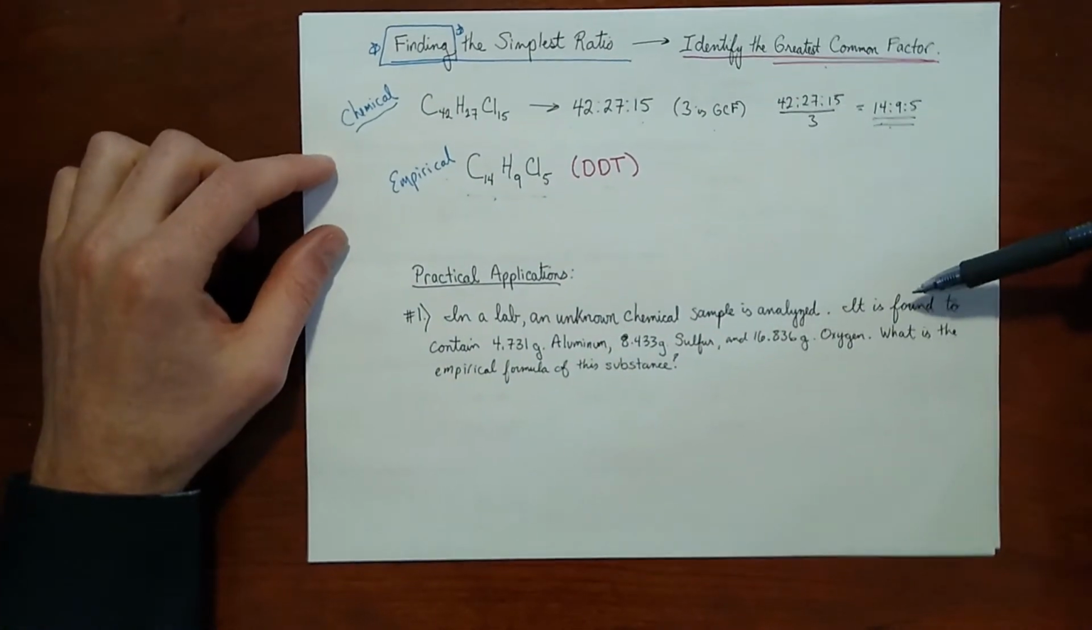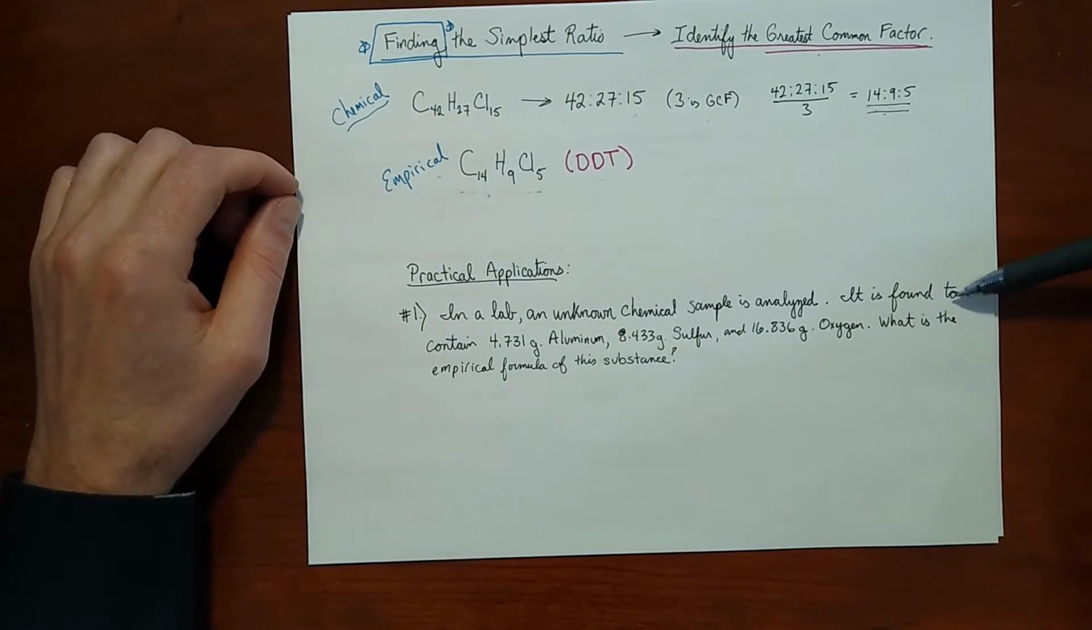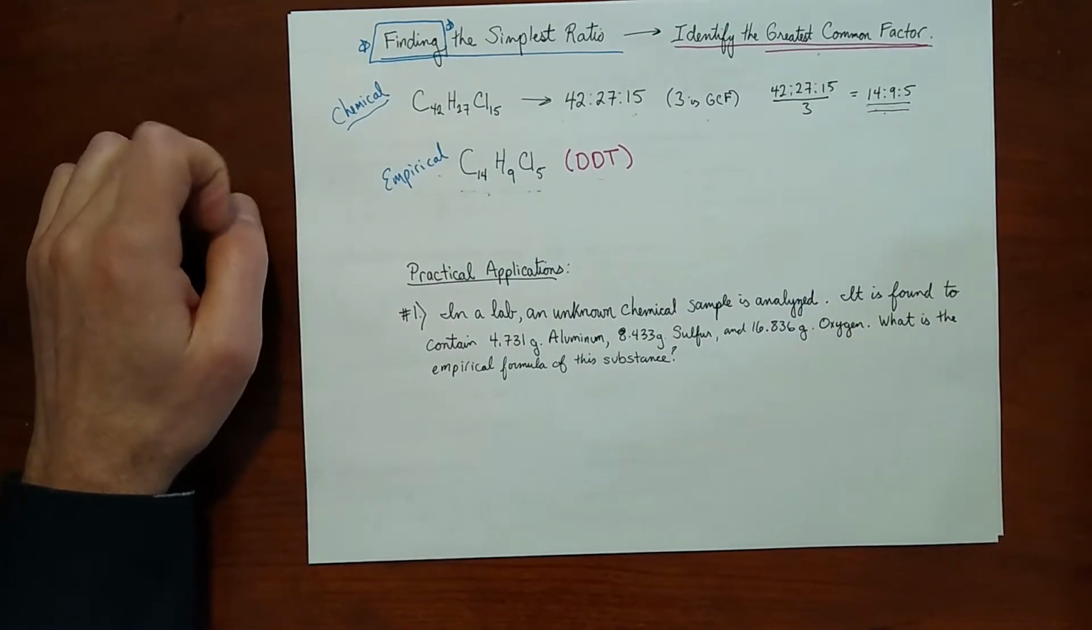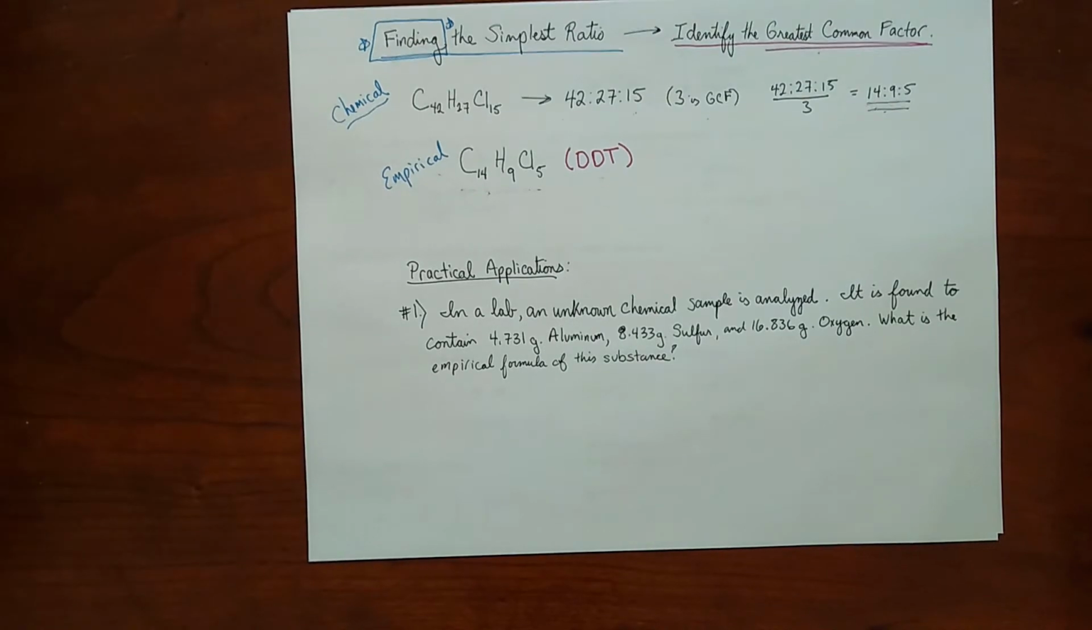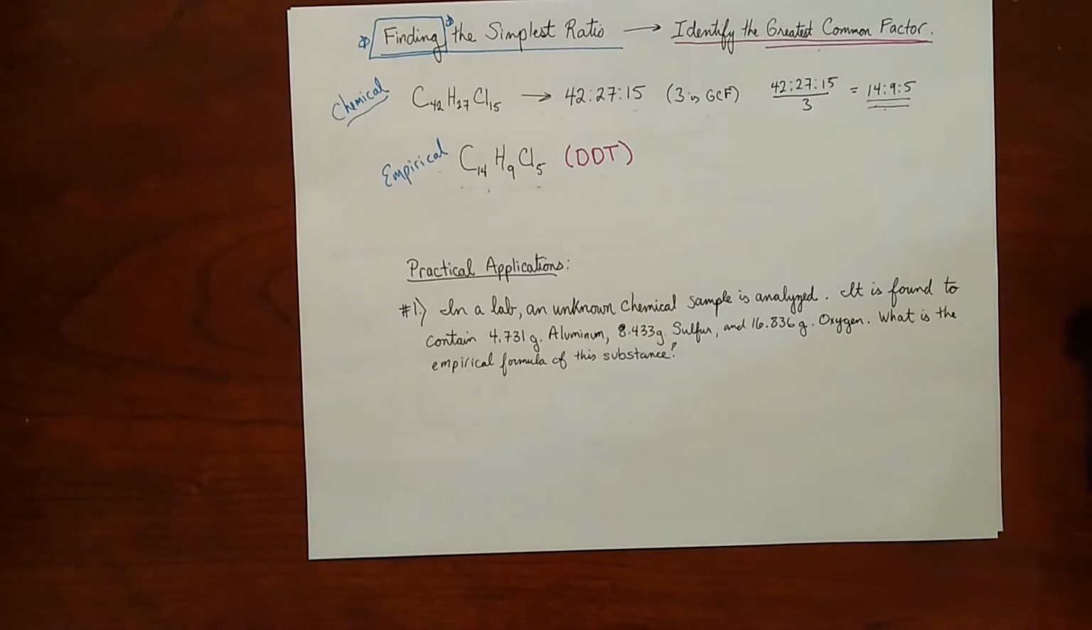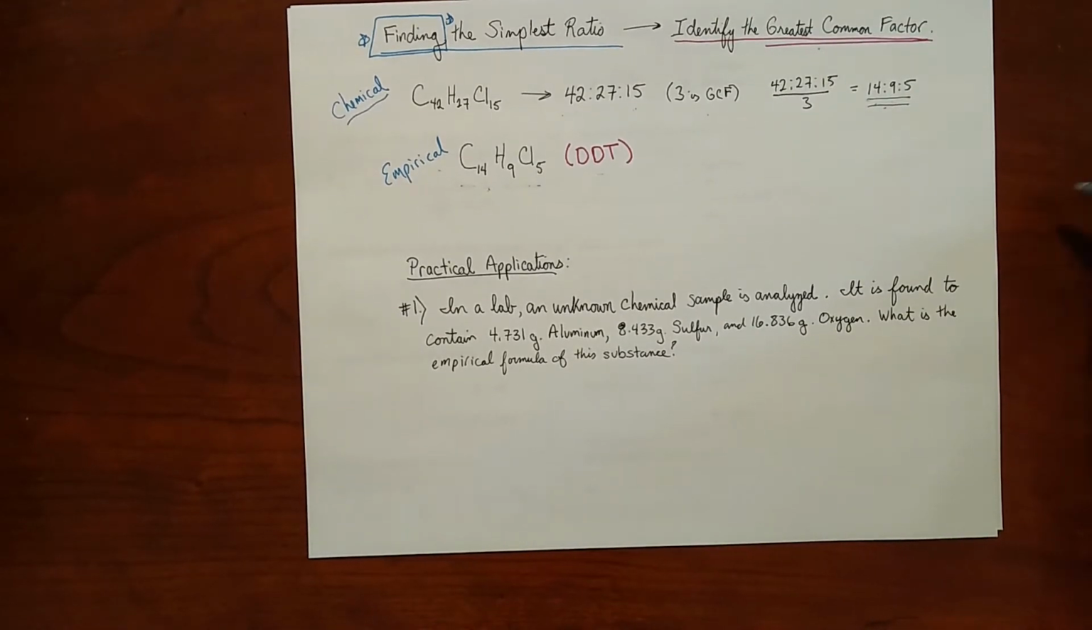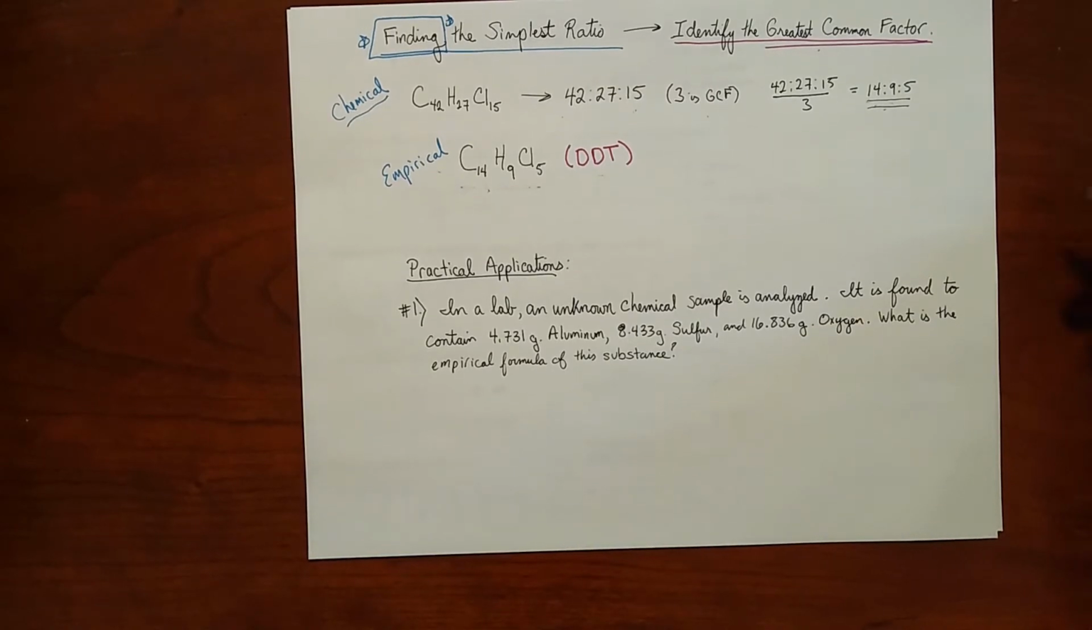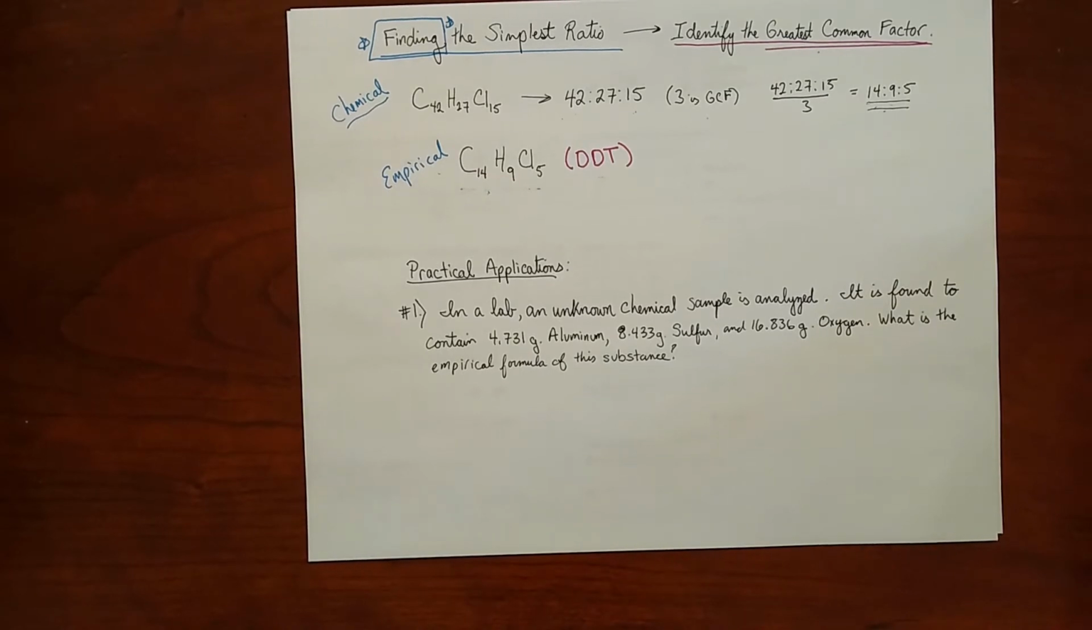What's more common and maybe more applicable to real life are examples like the following. In a lab, an unknown chemical sample is analyzed. It is found to contain 4.731 grams of aluminum, 8.433 grams of sulfur, and 16.836 grams of oxygen. What is the empirical formula of this substance? So this is more like what would happen in a real lab. You have an unknown compound. You want to know what it actually is, what it's composed of.